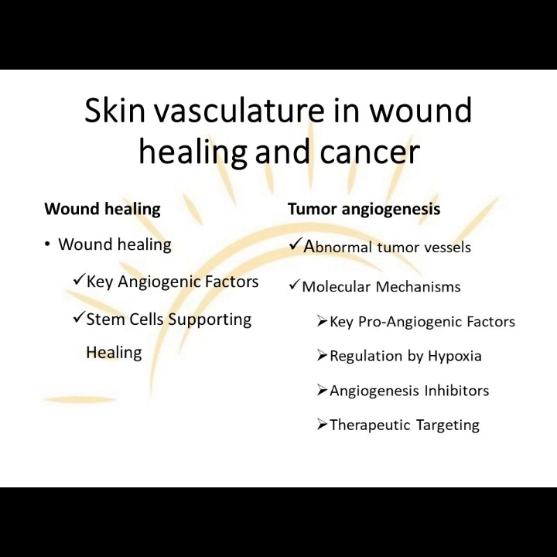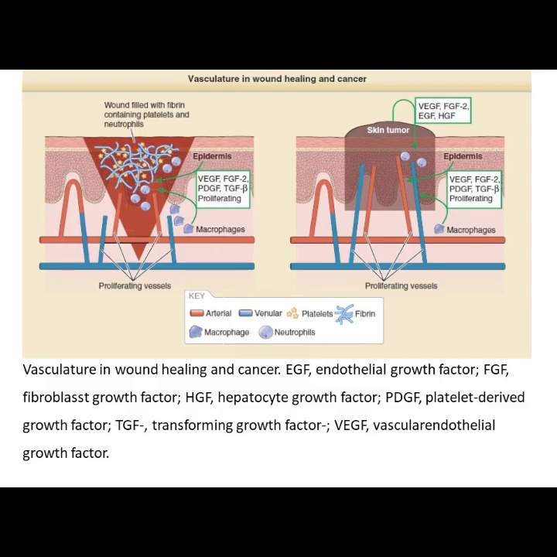Therapeutic targeting. Anti-vascular endothelial growth factor drugs, for example bevacizumab, aim to starve tumors of blood supply. Normalizing tumor vasculature may improve drug delivery and immune infiltration. Vasculature in wound healing and cancer. In wound healing, orderly, functional vessels and balanced regulation. In tumors, disorganized, leaky vessels, proangiogenic dominance.